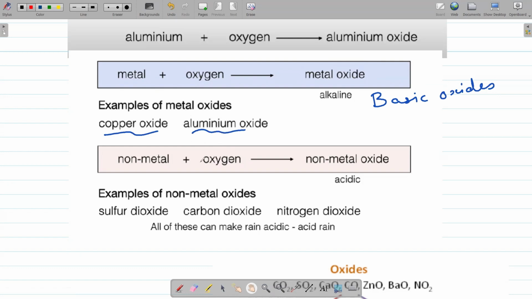When a nonmetal is burnt, a nonmetal oxide is formed, and when dissolved in water, it produces an acidic solution. Therefore, they are called acidic oxides. A few examples are sulfur dioxide, carbon dioxide, and nitrogen dioxide. When they dissolve in water, they form acids. That's why you get acid rain. When sulfur dioxide dissolves in water, acid rain is produced.